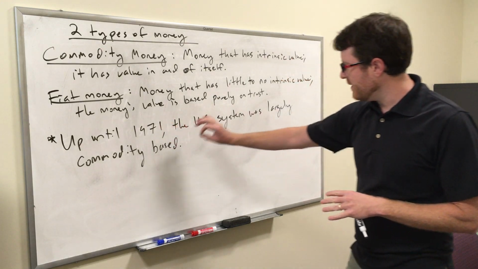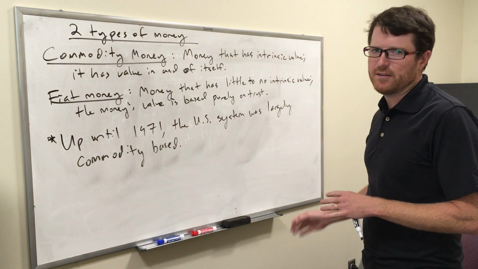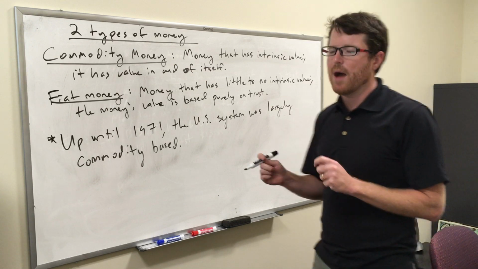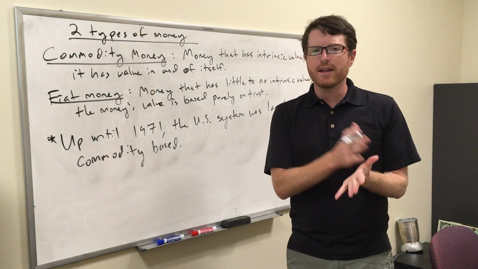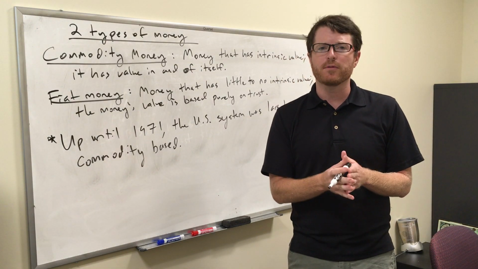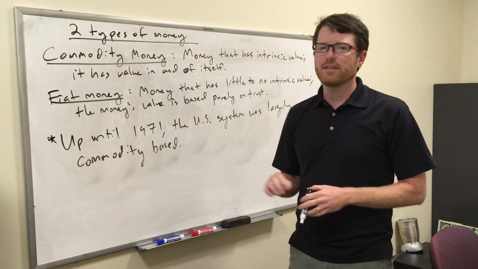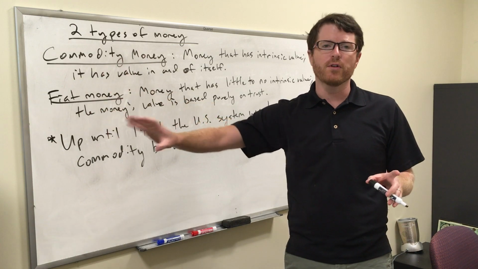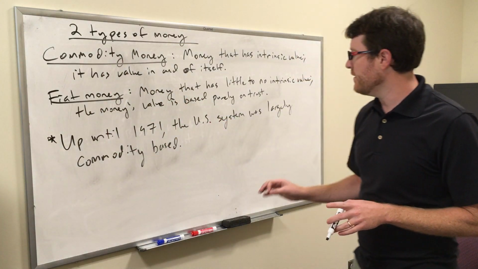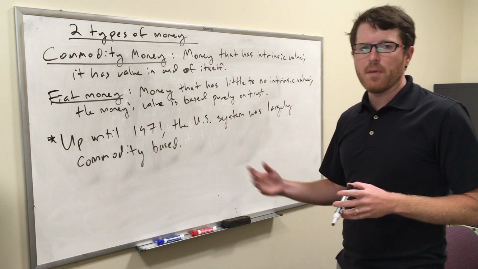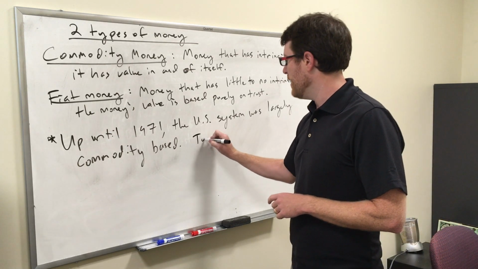In 1971, this is when we completely switched to fiat money. We dropped all silver coins. Starting in 1964, we got rid of quarters and dimes. In 1970, we got rid of half dollars being silver. And by 1971, we dropped all ties to gold and silver. So up until 1971, the U.S. system had some commodity components to it. Today, it's purely fiat.